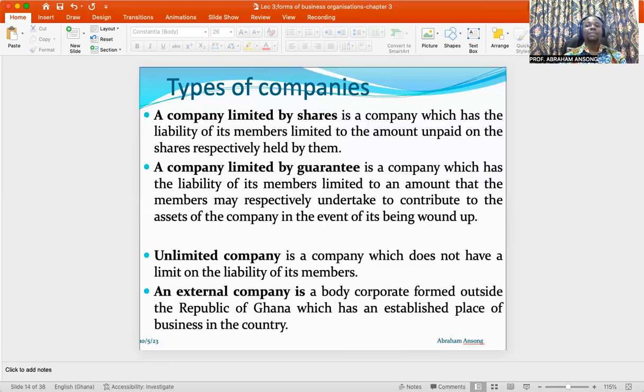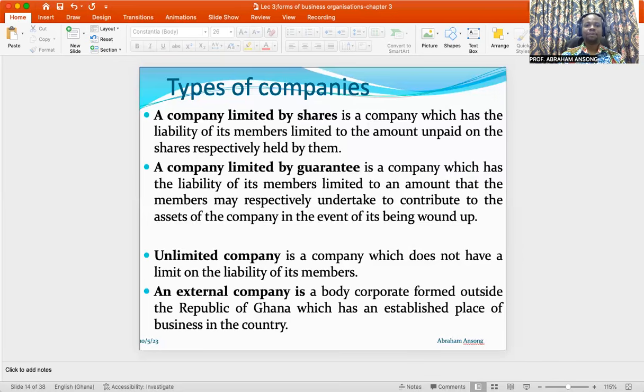They cannot go to the extent of selling your personal assets or property to defray the debts or liabilities of the company. The next type of company is a company limited by guarantee. A company limited by guarantee is a company which has the liability of its members limited to an amount that the members may respectively undertake to contribute to the assets of the company in the event of its being wound up. The idea with companies limited by guarantee is coming from the word guarantee.